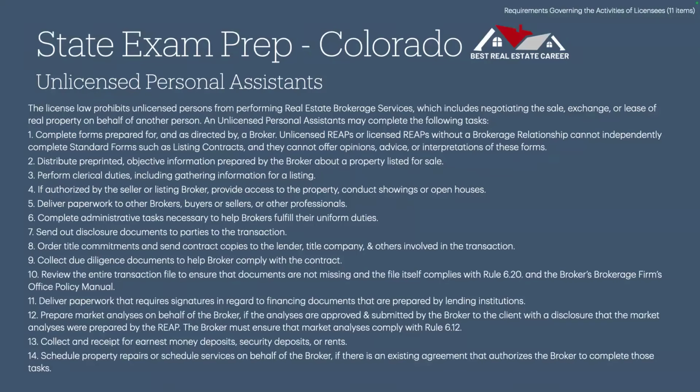Deliver paperwork to other brokers, complete administrative tasks, send out disclosure documents to the party, order title commitments, collect due diligence docs, review the entire transaction file, deliver paperwork, prepare market analysis on behalf of the broker. But again, it has to be approved and submitted by the broker. Collect the receipt of earnest money, schedule property repairs. Again, I don't think you're going to need to know a lot of this. I actually think it's going to be number 4. I think number 4 in this section is your test question. It's going to say, like, which out of all these can the unlicensed personal assistant do with the seller's permission? And it's they can do a showing or go to an open house. Number 4 is going to be your answer.